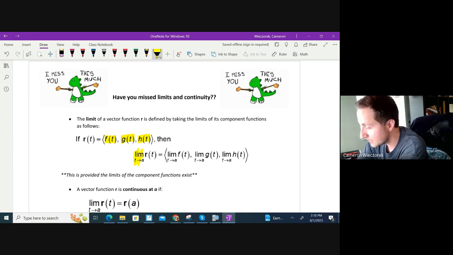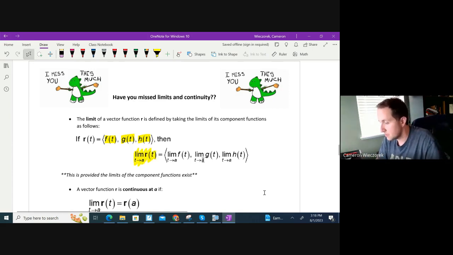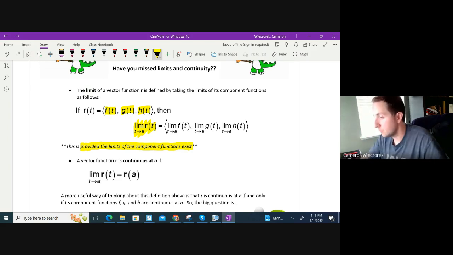Notice the limit ends up being a vector. So the limit of that vector valued function is another vector of the three individual components, provided those limits exist. We're not going to really look at examples where those blow up to infinity. Okay? We're going to look at examples typically where those limits exist. So that brings up the next point.